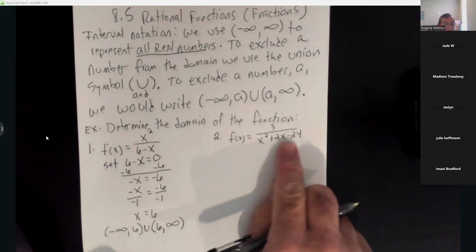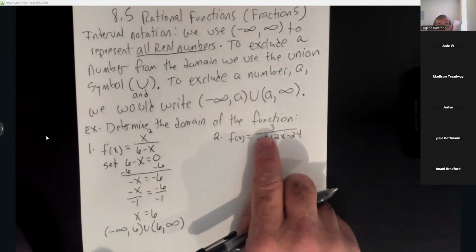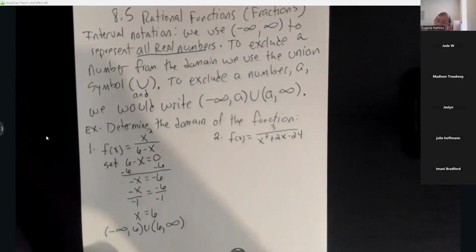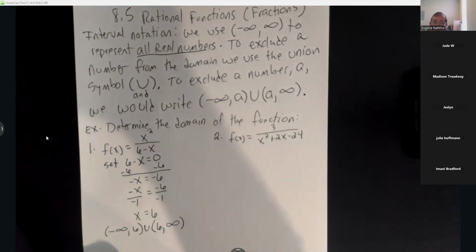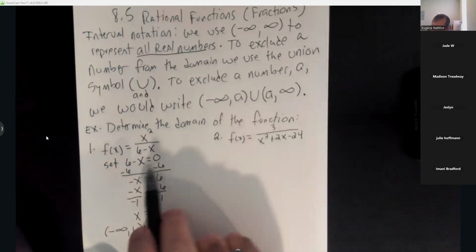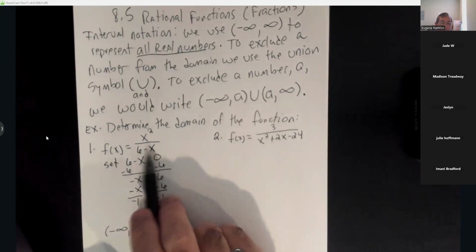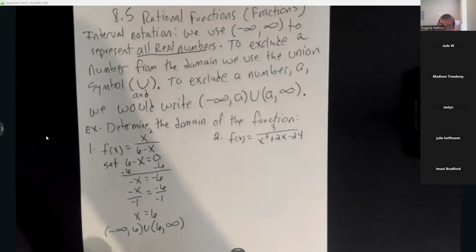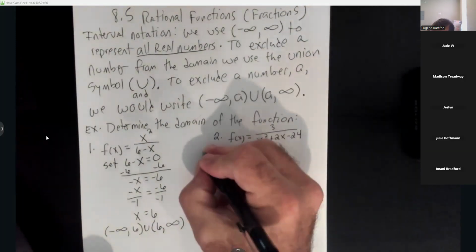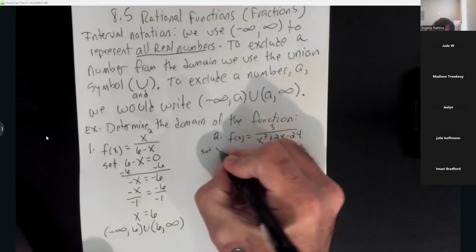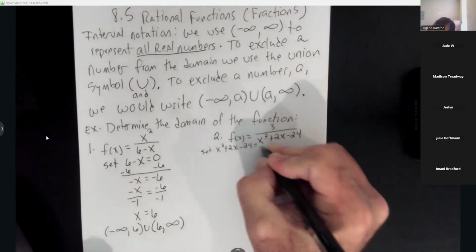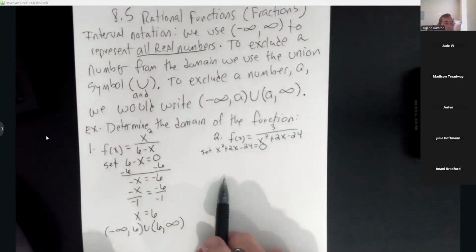So we got a quadratic equation here. Since I got an exponent 2 on this one as my highest exponent, that tells me I need to exclude 2 numbers from this domain. See, this one just had 1x, so you only got 1 number to exclude. But y'all, x squareds give me 2 numbers to exclude. So once again, I'm going to set x squared plus 2x minus 24 equal to 0.